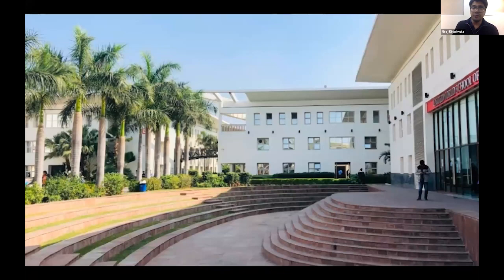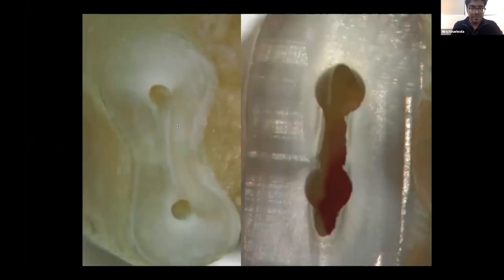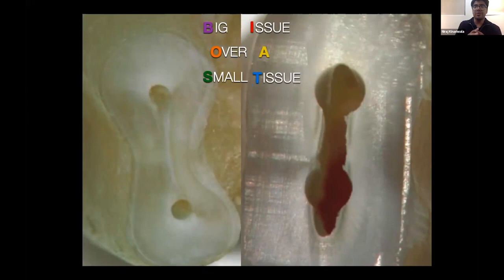In endodontics, we always say that it is a big issue around a small tissue. We are dealing with the pulpal tissue and the periapical layers. As endodontists, it is not only our duty to deal with the endodontic lesion or to manage them, but also to prevent them. So the main aim of our endodontic therapy is elimination and prevention of the pulpal and periapical disease.